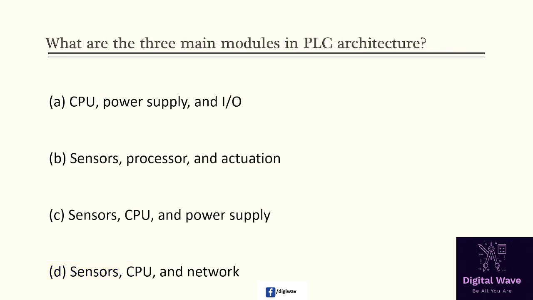Next question is, what are the three main modules in PLC architecture? Option A is CPU, power supply and input output. Option B is sensors, processor and actuation. Option C is sensors, CPU and power supply. Option D is sensors, CPU and networks. So right answer will be CPU, power supply and input output.